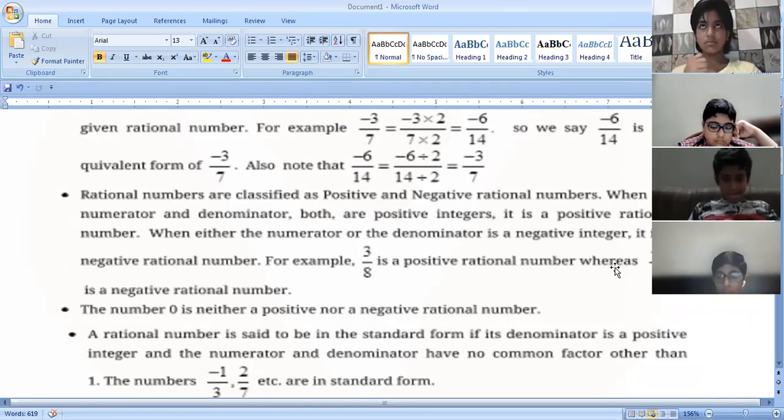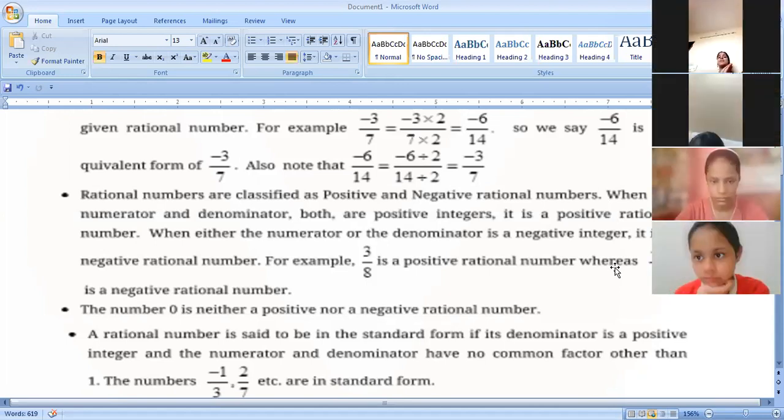The names are different, but you are doing the same thing. Standard form, lowest form, simplest form, all mean the same thing. That means you are changing the numbers into the lowest form. Okay, standard form: you are cancelling the number, then you are changing it into the smallest position.